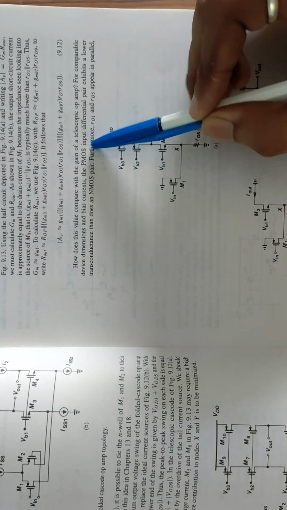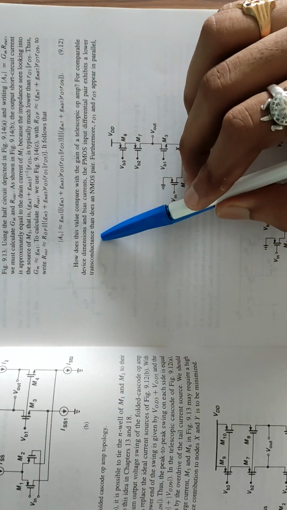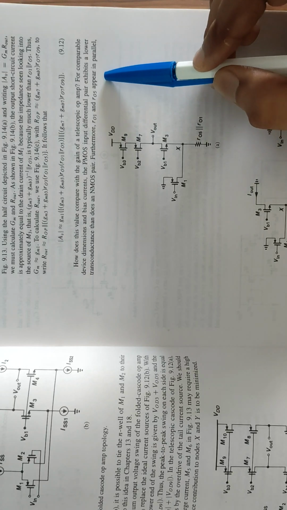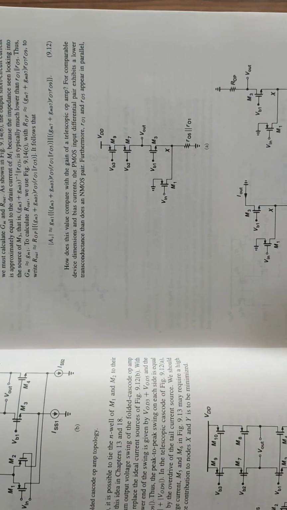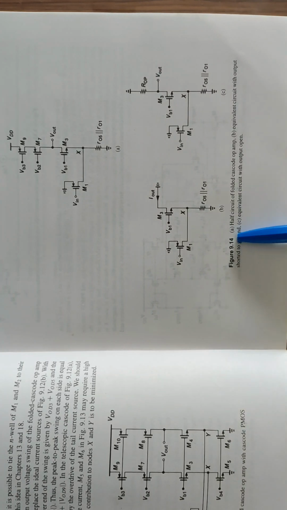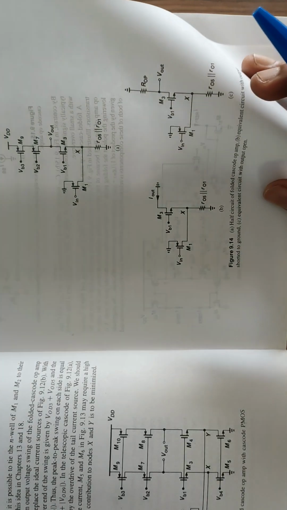In the folded op-amp, the PMOS input differential pair has a bit lower transconductance than the NMOS pair. Furthermore, ro1 and ro5 appear in parallel. Here you can see in these figures: A, half circuit of folded cascode op-amp; B, equivalent circuit with output shorted to ground; C, equivalent circuit with output open.